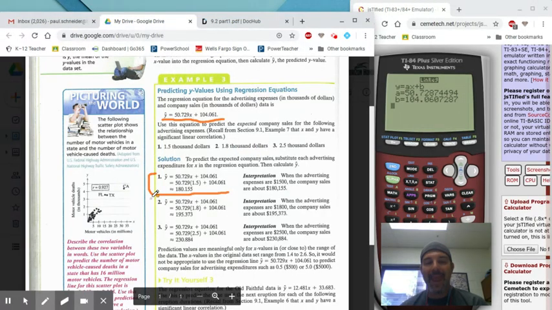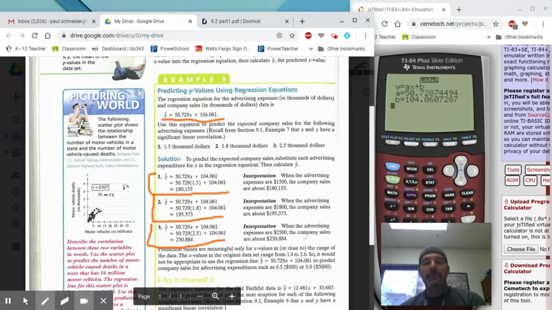Okay, well, this next one says, what if we up that for advertising expenses? What if we put $1.8 thousand in? Well, what will we get out? It looks like it is $195,000 in sales if we did that. And what if we up that bad boy to 2.5? Well, we are going to get out, and that is right here, $230,884. That would be what we expect using the data and the models that we have.